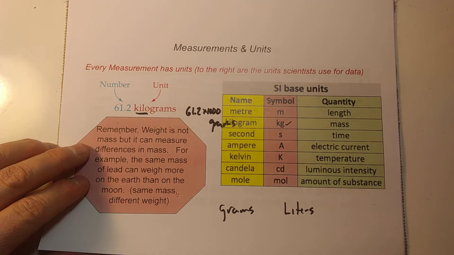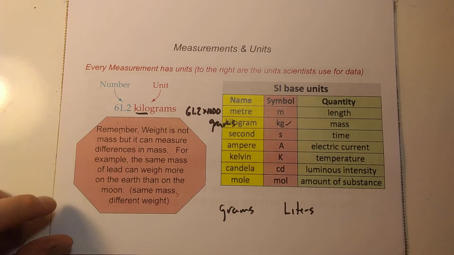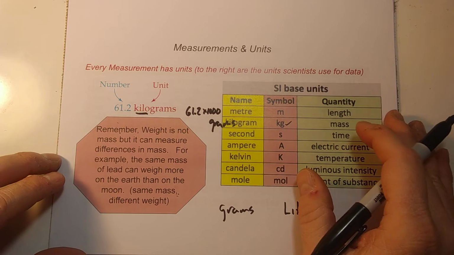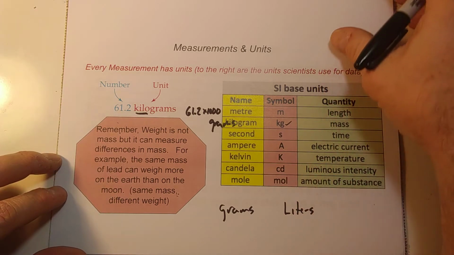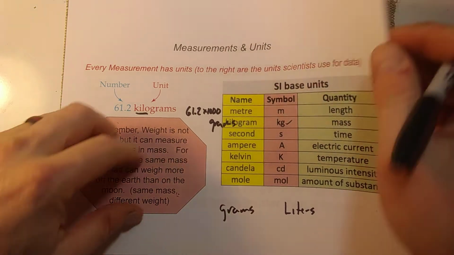Weight is not mass. Just want to remind you that we can measure weight on Earth, but mass is different. The mass of an object does not change based on gravity. Of course, we use weight to assess mass, but they're not exactly the same. All right.